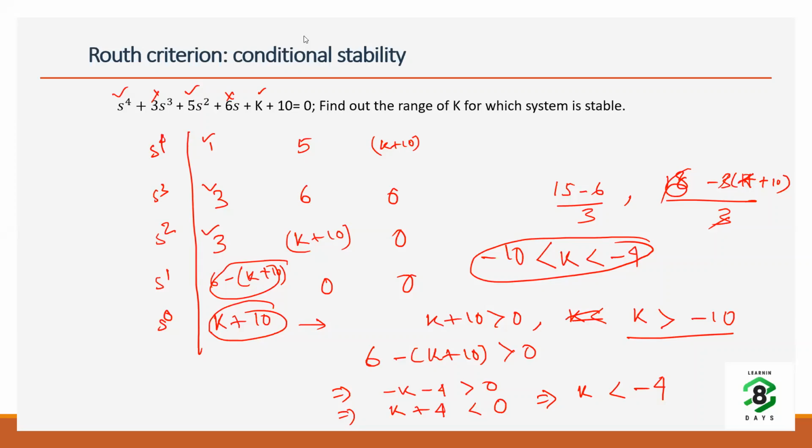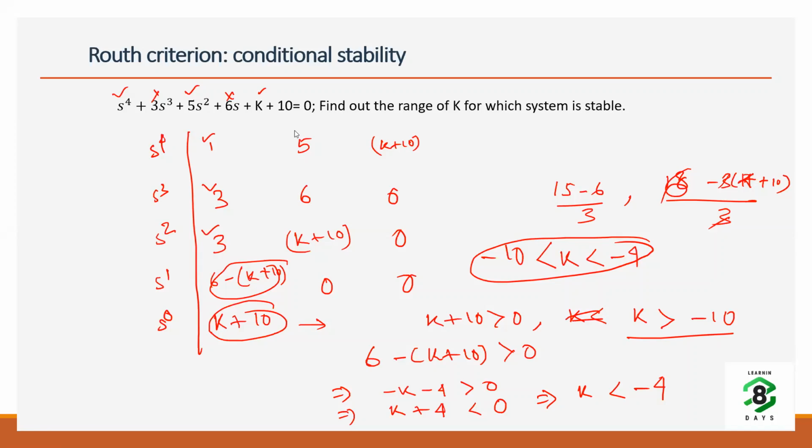Why don't I see the questions? Okay, I see one question. The Bode plot, Nyquist, and the root locus we will cover in the subsequent webinar, because these are the four techniques.